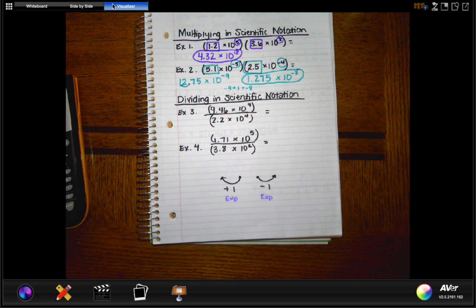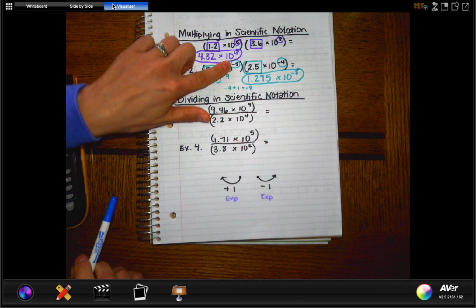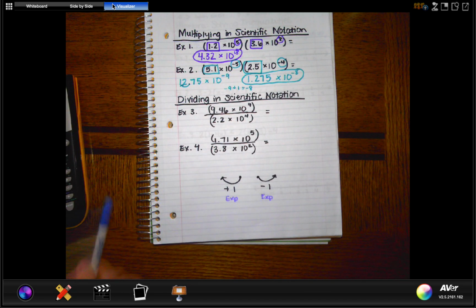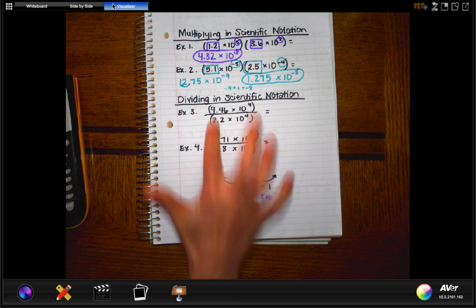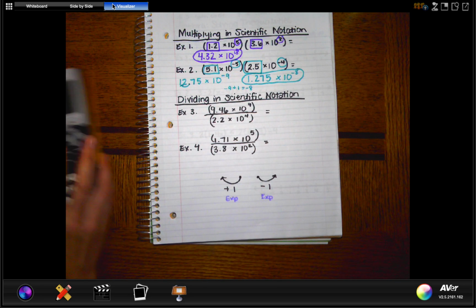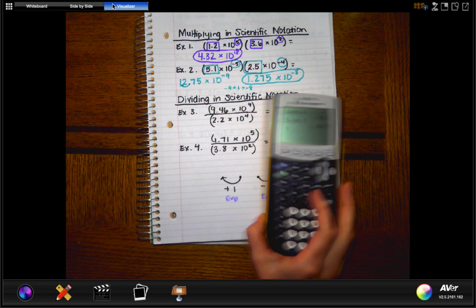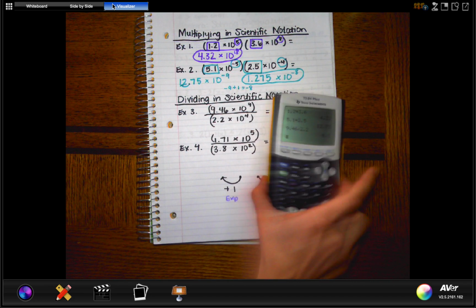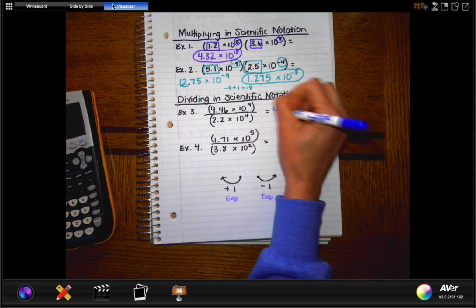And so dividing is going to be very similar in that we're going to use the rules that we talked about in an earlier video. Up here we multiplied and added exponents. When we're dividing, we're going to divide bases and subtract exponents. So our base numbers on the first one are 9.46 and 2.2. So you want to start probably in a calculator and do 9.46 divided by 2.2. And that comes out to be 4.3. So I'm going to write that down, 4.3.